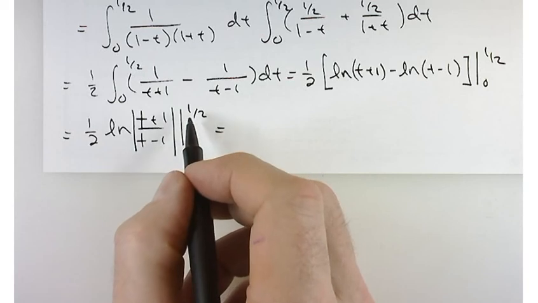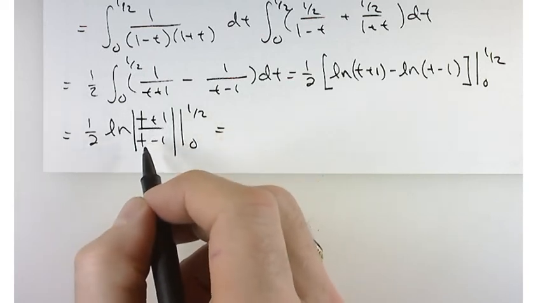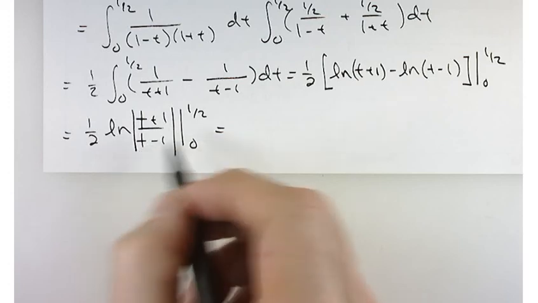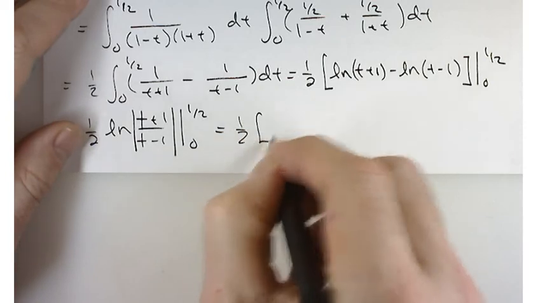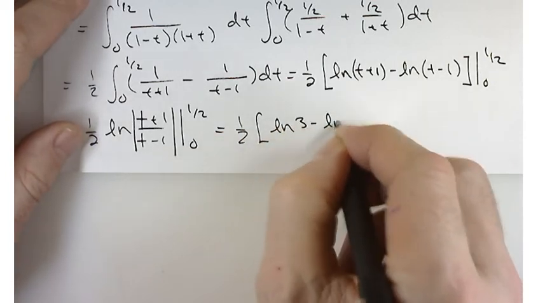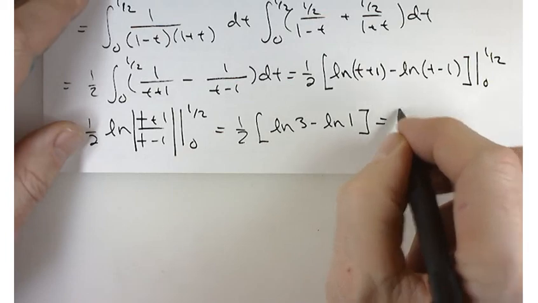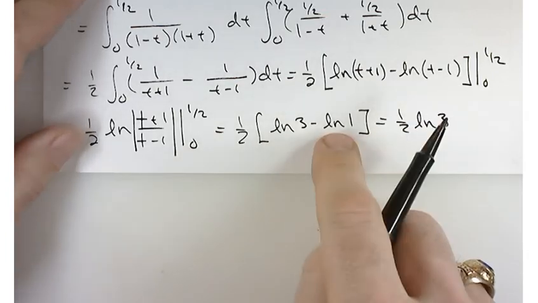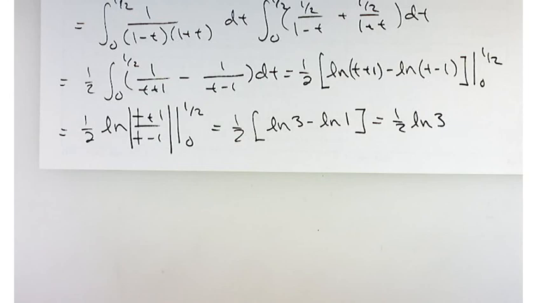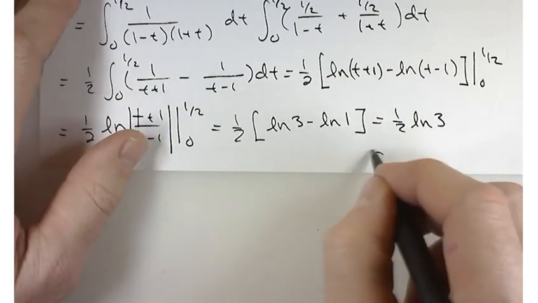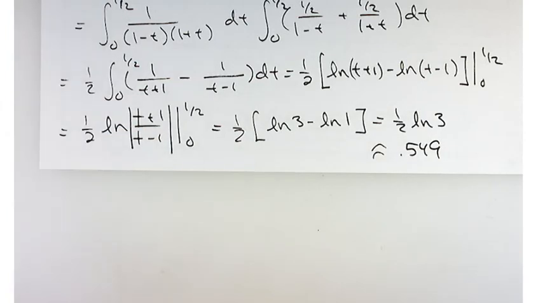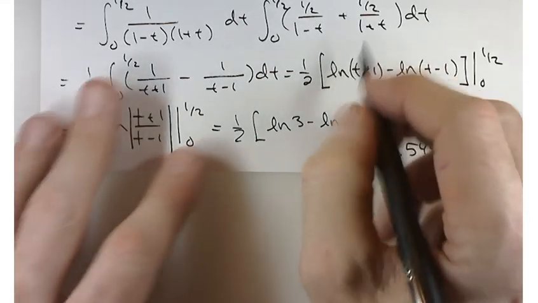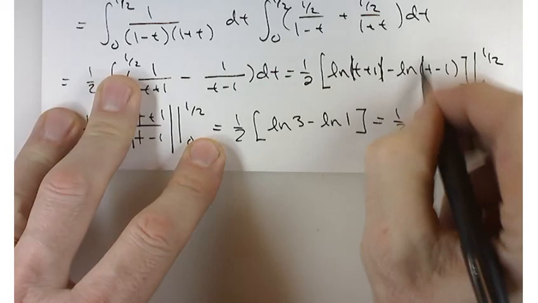Plugging in 1/2, I end up with 3/2 divided by -1/2. This is going to be -3. So it's going to be 1/2 of the ln of 3 minus the ln of 1, which is 1/2 the ln of 3. So that's 0. Whew. And in case you're curious, it's about 0.549. Probably should have absolute values here.